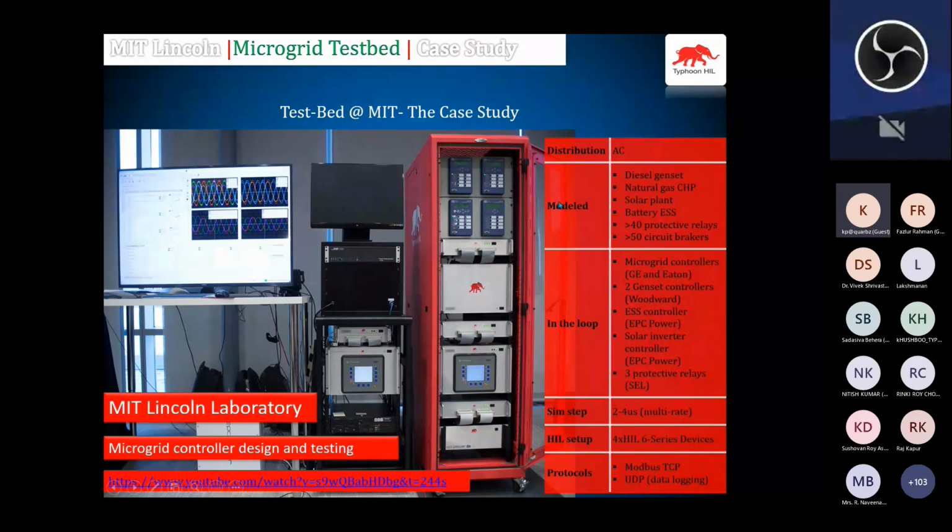In the model part, we can have the diesel genset, solar plant, battery energy storage, more than 40 protective relays, and more than 50 circuit breakers. In the loop, they have microgrid controllers from GE and Ayrton, two genset controllers from Woodward, an ESS controller and a solar inverter controller from EPC Power, and three protective relays from SEL. The protocols they used are Modbus, TCP, and EODP for the data logging part.